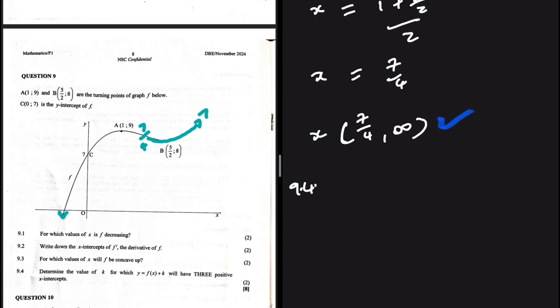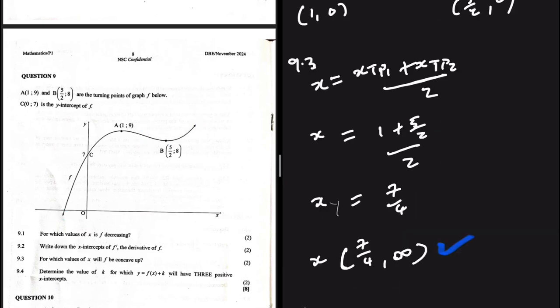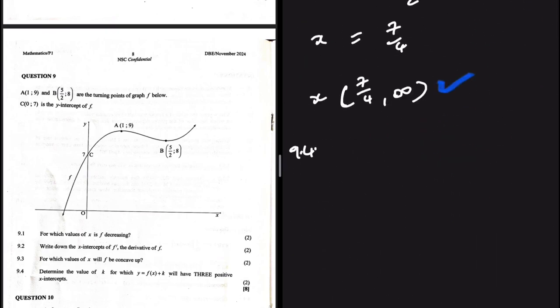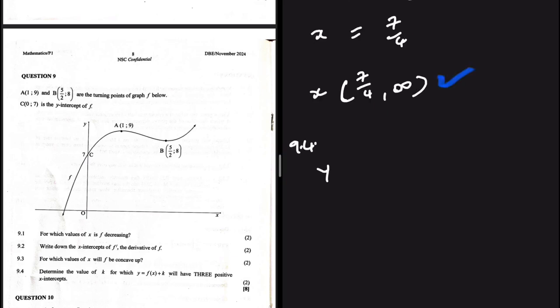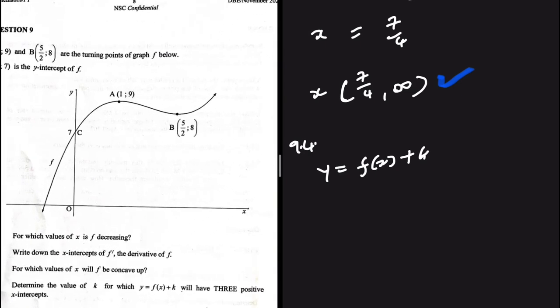Maybe let me not say countless times, maybe 5, 6, 7 times, something like that. But then why am I bringing that up? Let me show you why I'm bringing that up. We are looking for the value of k for which y is equal to f of x plus k has 3 positive x-intercepts. We're looking for the values of k for which this thing will have 3 positive x-intercepts. So let's dissect that, make sense of it, and see what we need to do.